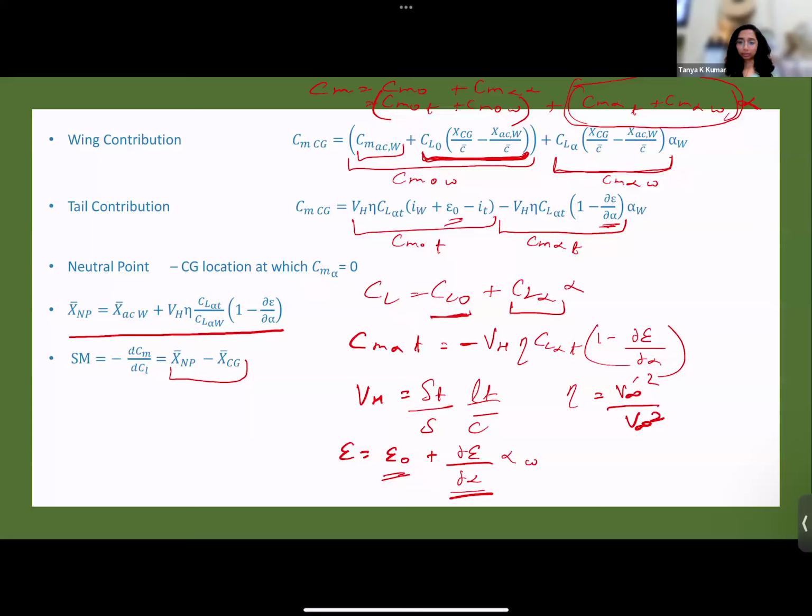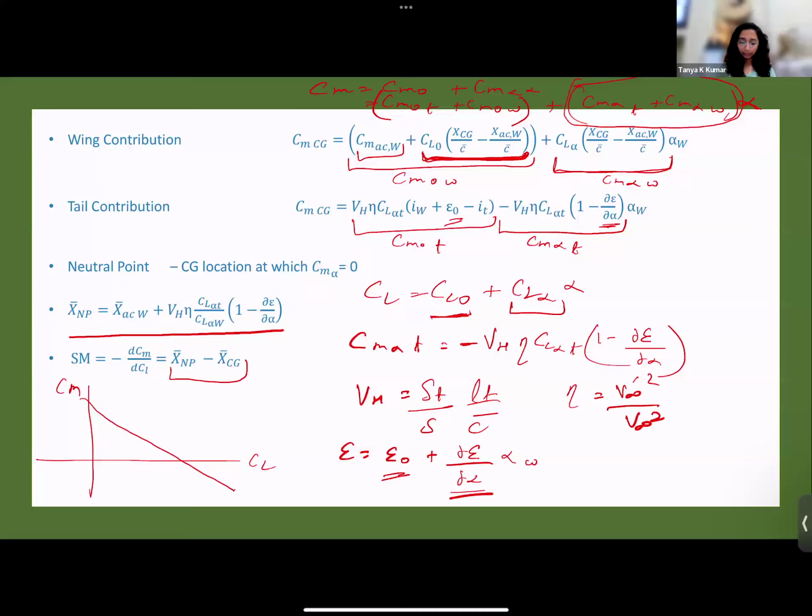For a stable aircraft. Negative it should. Will it be negative because, let's see, your CM versus CL has this kind of a nature. So the slope of CM versus CL is negative. And we have defined static margin as the negative of the slope. So your static margin for a stable aircraft will be positive.